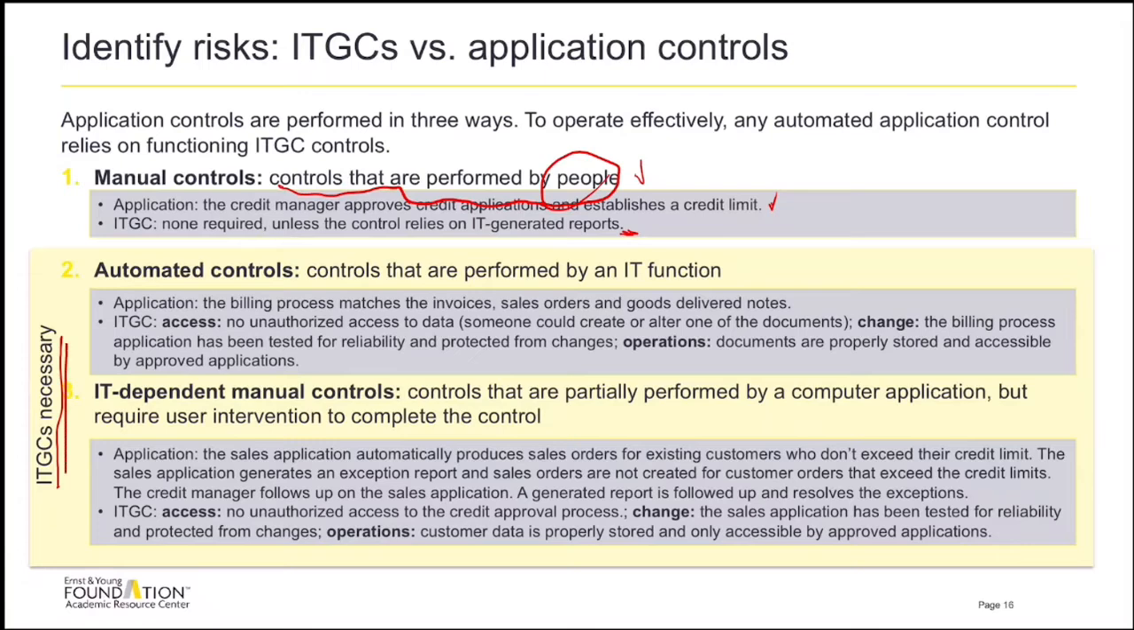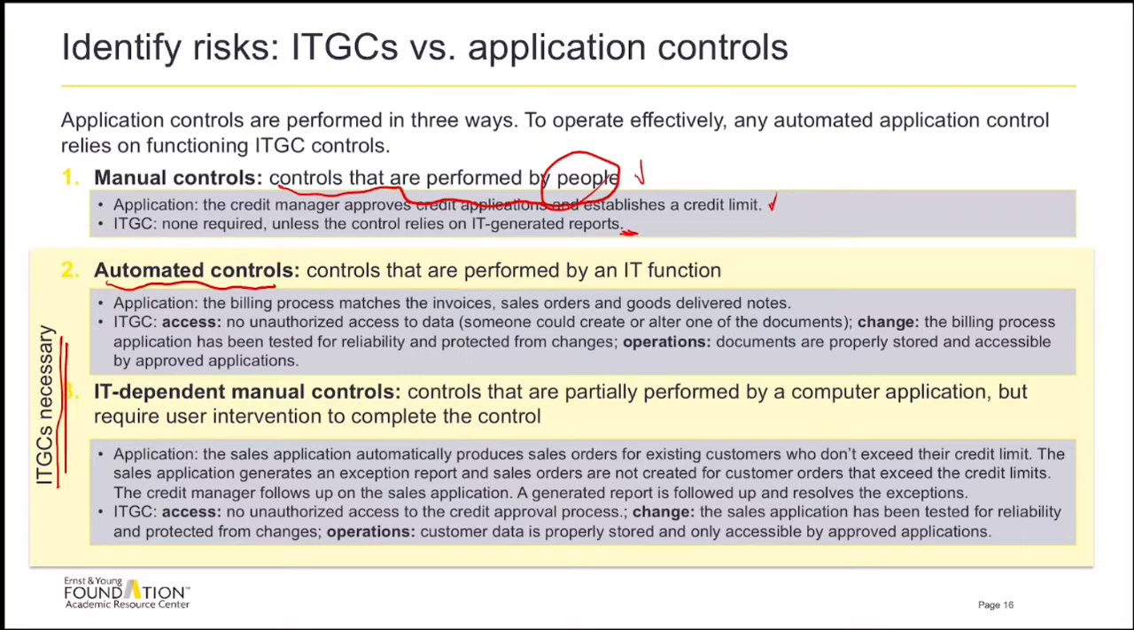Next, where ITGCs are necessary, automated controls are controls that are performed by an IT function. So in an application, the billing process matches the invoice, sales orders, and GDN or goods delivered notes. The ITGC applicable to that is, on access, no unauthorized access to data, where someone could create or alter one of the documents. On change management, the billing process application has been tested for reliability and protected from changes. On operations, documents are properly stored and accessible by approved applications.